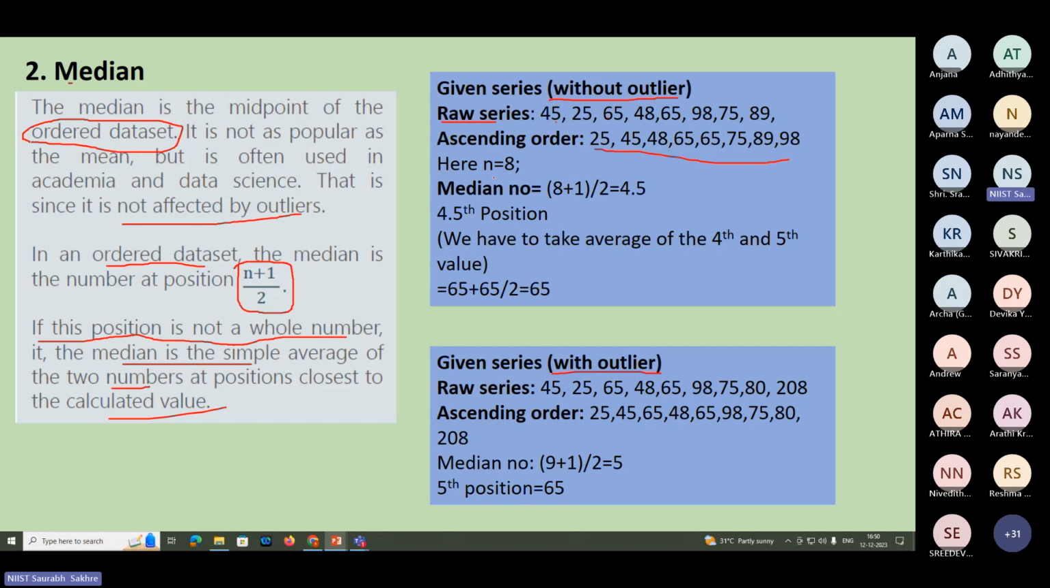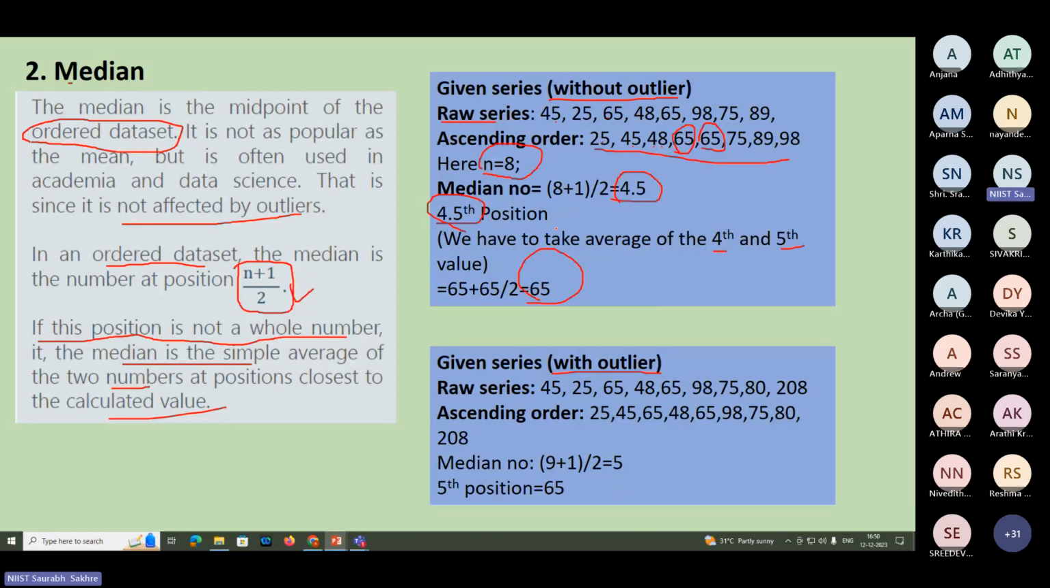Here my number of data sets is 8, right? 1, 2, 3, 4, 5, 6, 7, 8. So as per this formula, my median will be 8 plus 1 by 2, that is 4.5. So that means we have to take the average of the 4th and the 5th value, right? If it is 6.5, I'll take the average of the 6th value and the 7th value. So the 4th value is what? 1, 2, 3, 4. It is 65, as you can see here. And the 5th value is what? Again, it is 65. 65 plus 65 by 2 is 65. So my median is 65.